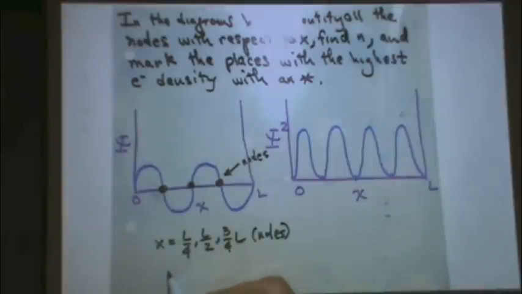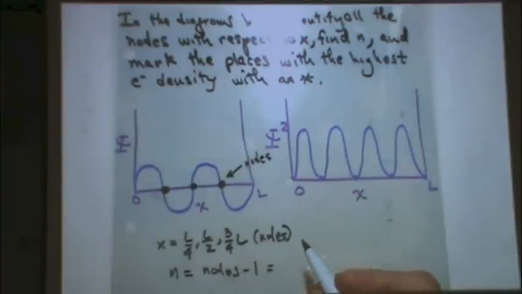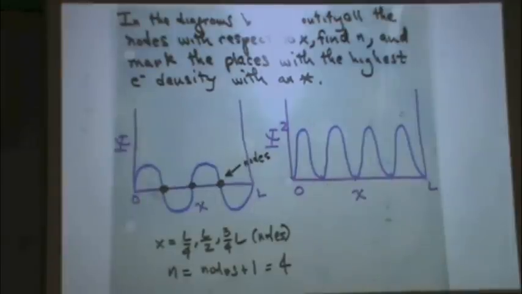Okay. What would N equal? N is number of nodes plus 1, so number of nodes is N minus 1. There are 3 nodes, so N is 4. So N is 1 greater than the number of nodes. Let's see what else we got.